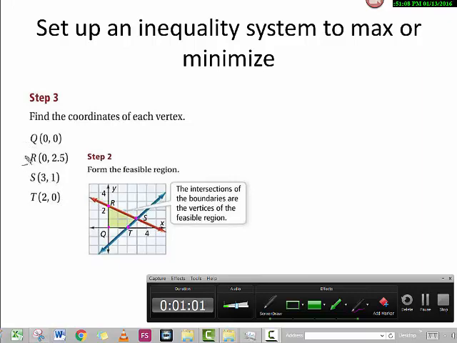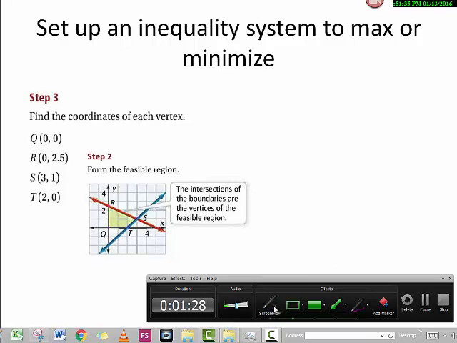So they give you all these coordinates already for the x and y value of each vertex. Sometimes you have to find it yourself. The way you find it is just to solve the system of equations of these two lines to find the intersection point. Alright, in this case they give you all these coordinates already.